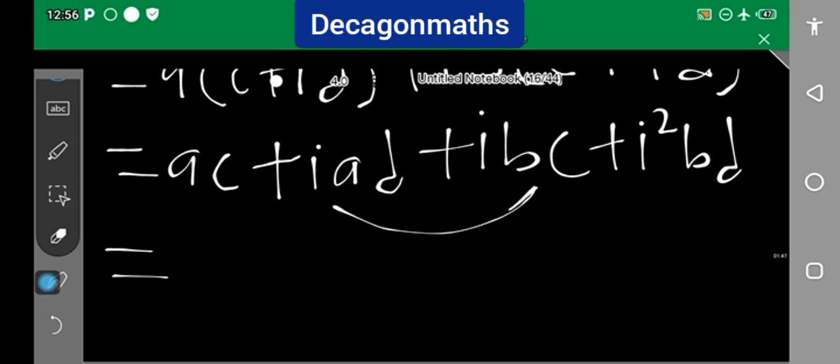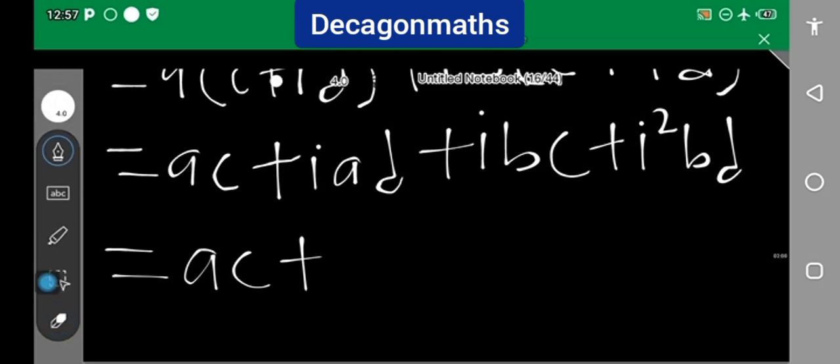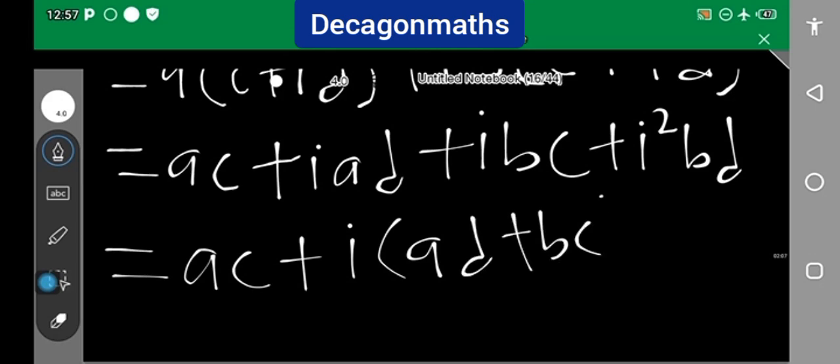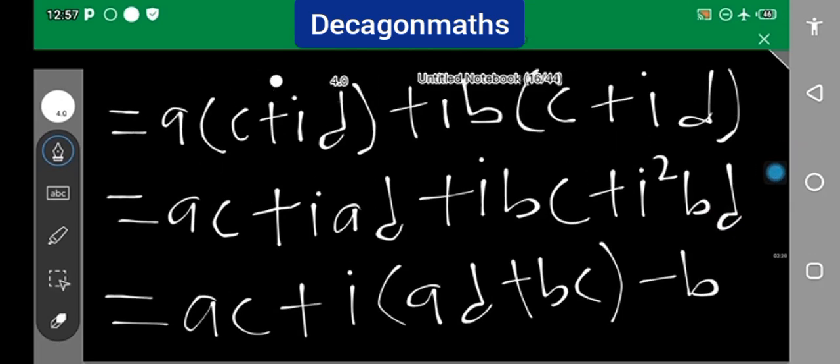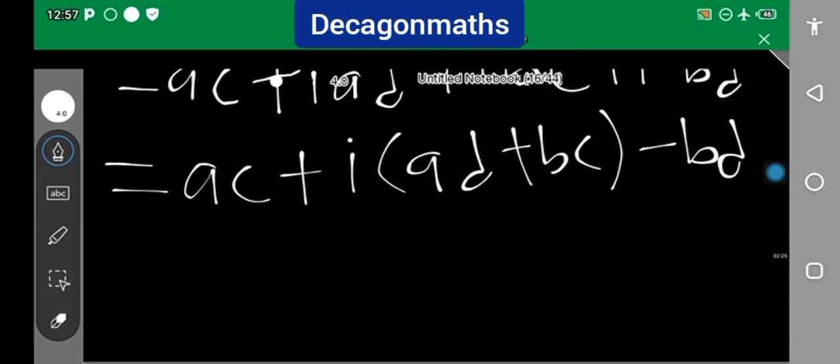This is equal to, now we can factorize out i here. So we can have AC plus i into bracket AD plus BC. Now for this part, i squared is minus 1, right? So we can write minus 1 times BD. And minus 1 times BD gives minus BD.